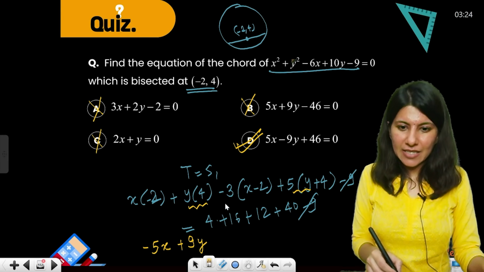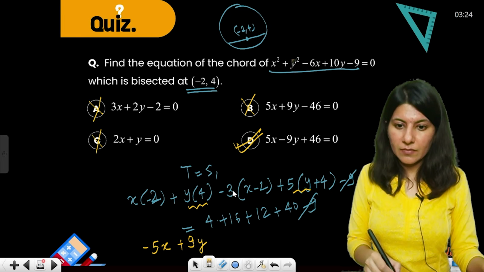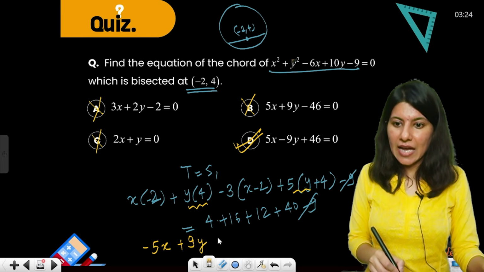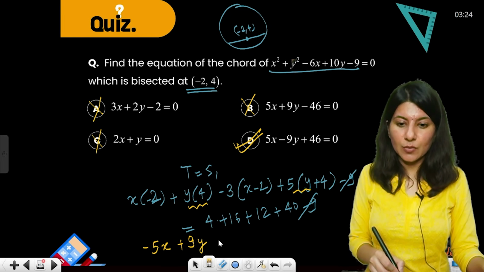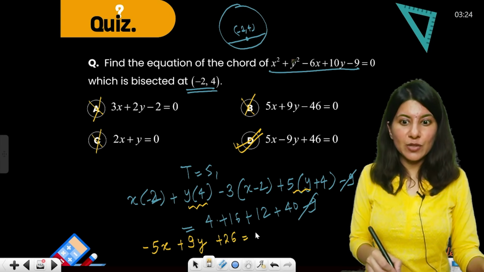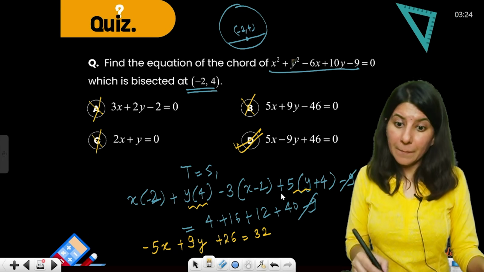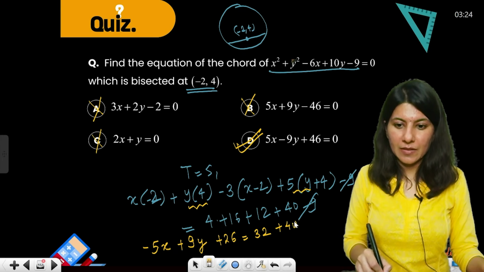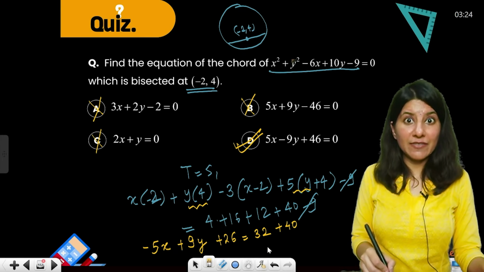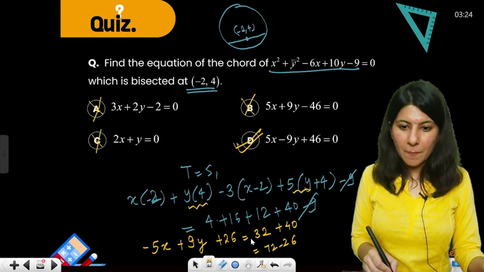So y and x are sorted, no? Now you need the constant term. This is plus 6 and plus 20. So plus 26 equals 12 plus 4, 16 plus 16, 32 plus 40.